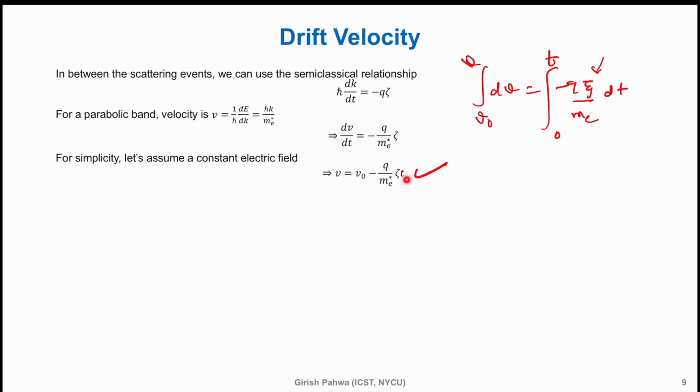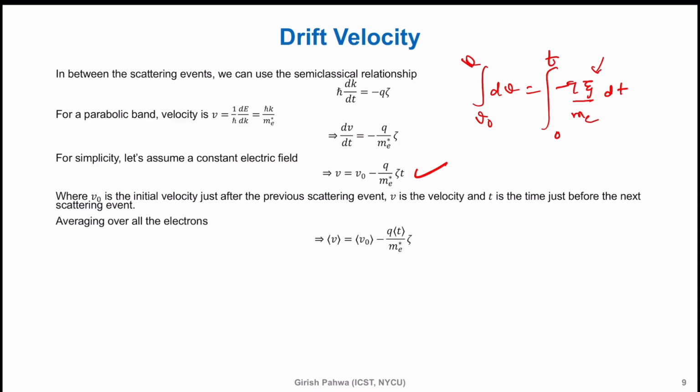Okay, now this is the picture for one electron. What if I average this thing over all the electrons? So let's take the average. Average I'm denoting by these angled brackets. So the average of this velocity, this is the velocity just before the next scattering event, and this is the initial velocity just after one scattering event.